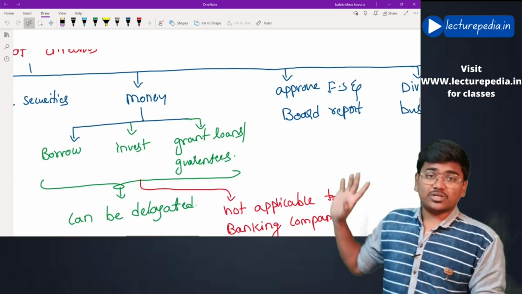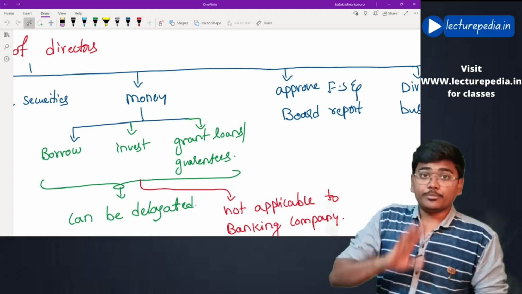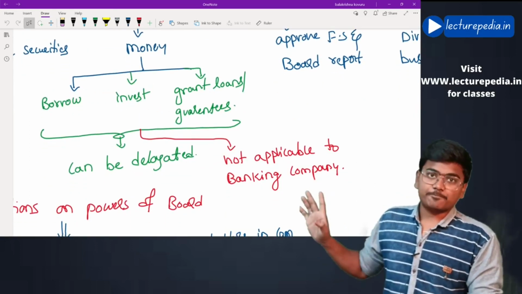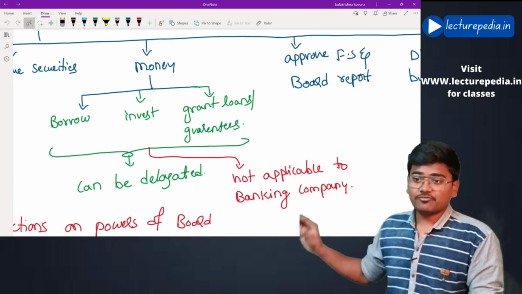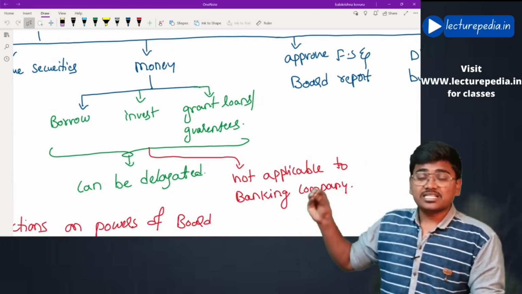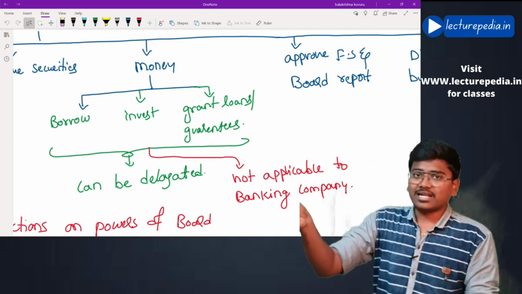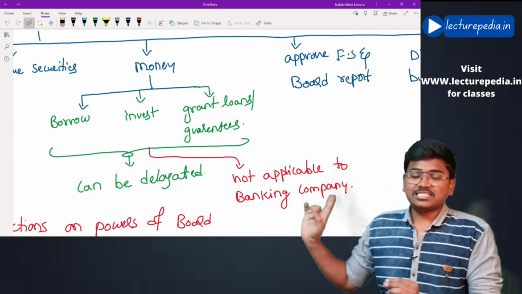These 3 powers must be exercised only in a validly conducted board meeting. However, the board of directors can delegate these powers. Hope that is clear. These 3 powers are borrowing of money, investing of money, and granting loans. These can be delegated to some other director, a managing director or a whole time director. To whomever they want, they can delegate these 3 powers.